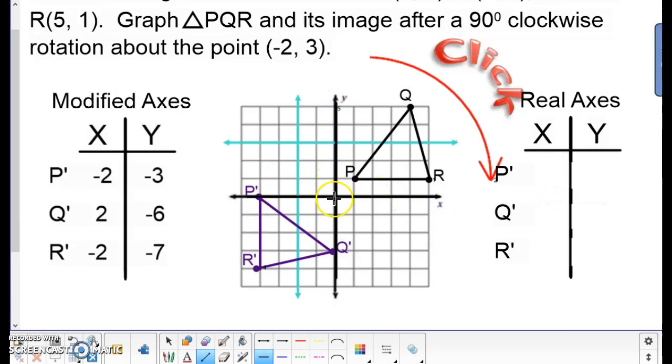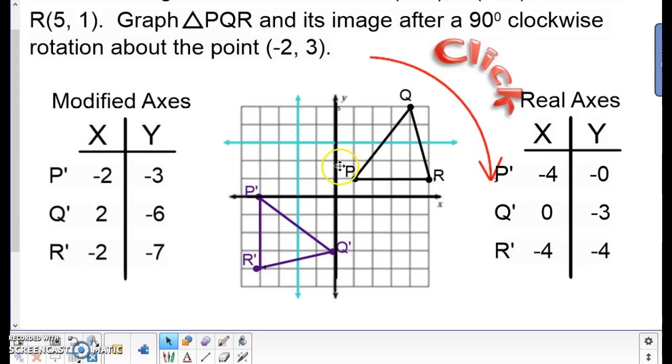So when I'm looking at these points, P prime now is at negative 4, 0. Q prime is at 0, negative 3. And R prime is at negative 4, negative 4. So your final answer is measured from your real x-axis. But all of the work and trying to figure out where the points go, that has to be based off the point that you're rotating about.